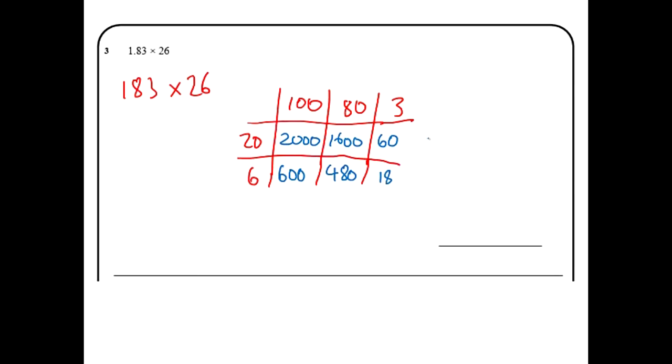Then I just need to add up all of these blue numbers. So I'll add up the top 3 first. I've got 2,000, 3,000, 660. And on the bottom I've got, well, 600 add 400 is 1,000, so I've got 1,080, and the 18 is 98. And then I add these two together, I get 8, 5, carry that 1, so 7 and 4. So 4, 7, 5, 8.